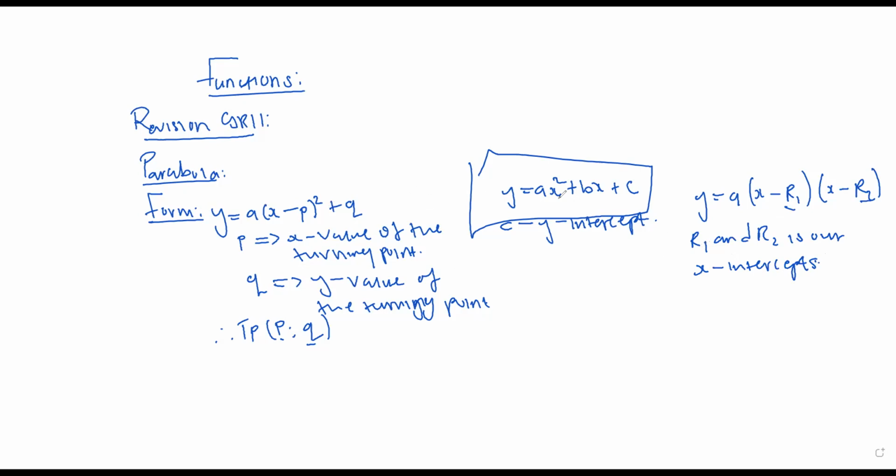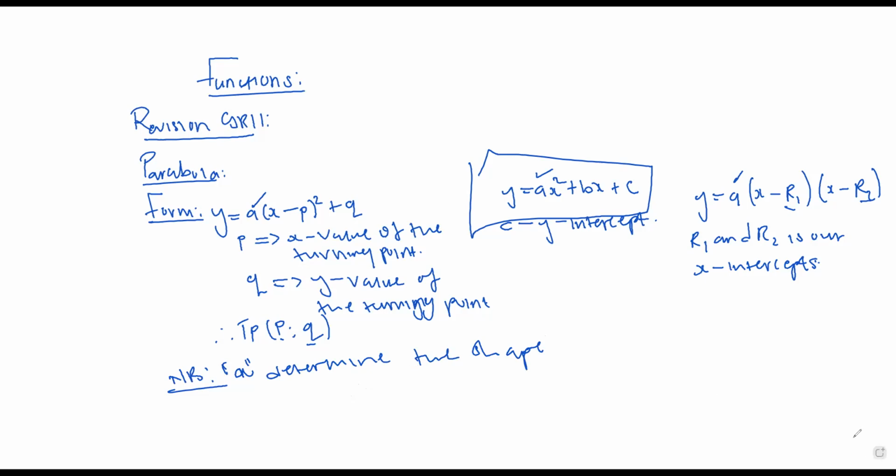Another thing is we have a. The main important thing is just that a determines the shape of the parabola. The value of a determines the shape of a parabola. That is the value of a.